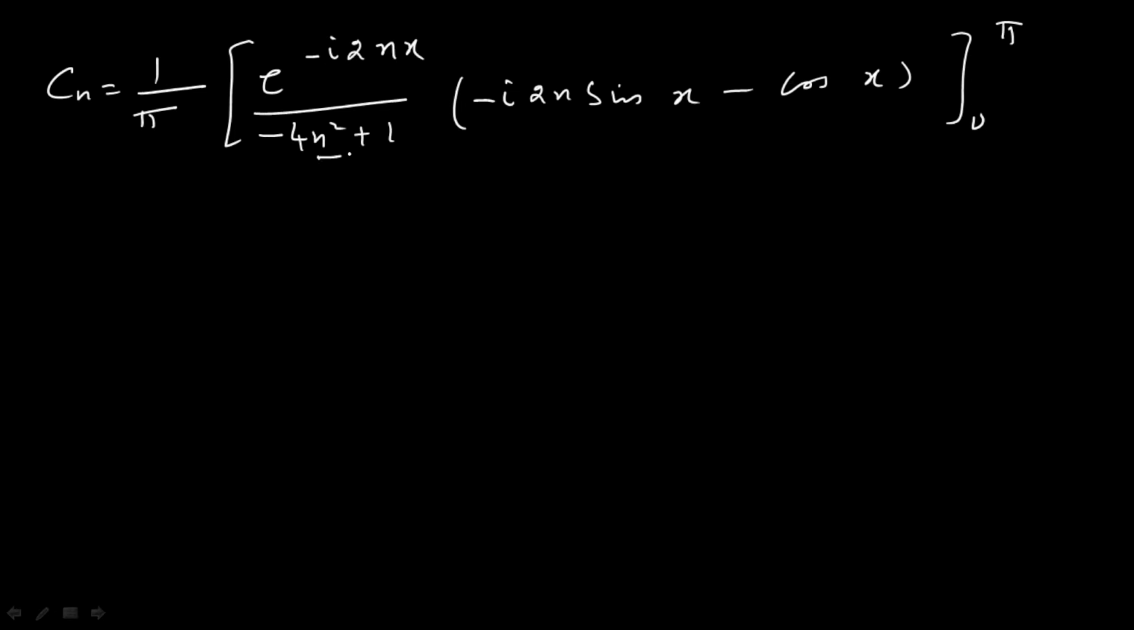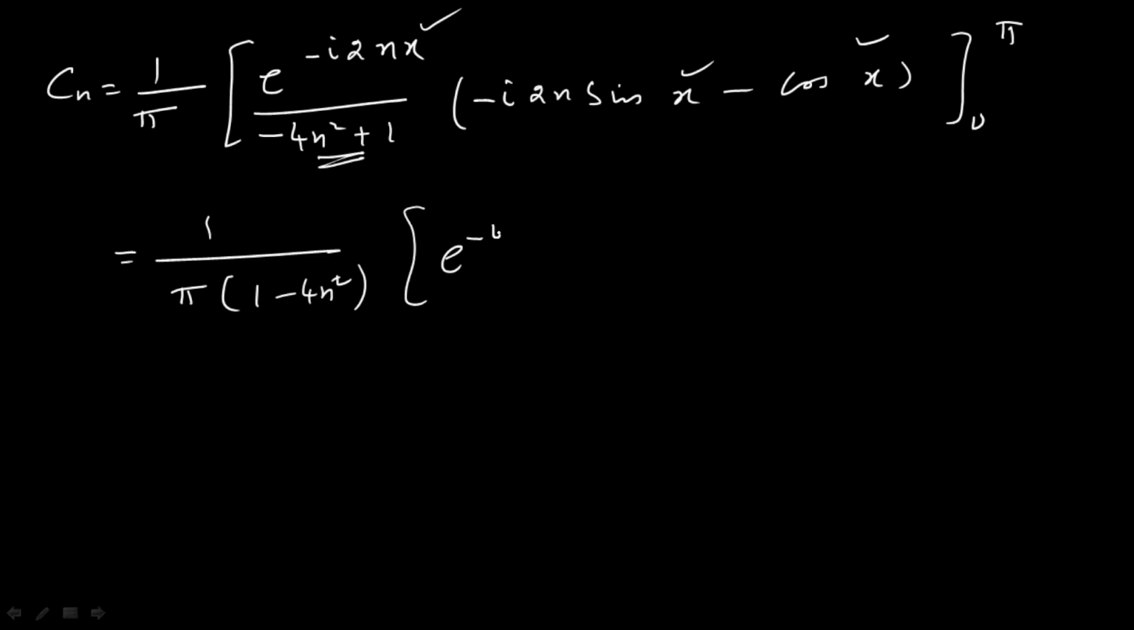So what I am going to do, I am just taking this outside because the limit is only for these 6 terms. So that's a constant. If you take it outside, it's 1 by pi, and just write -4n² + 1 as 1 - 4n². Both are equal, isn't it? So e^(-i2nx) of (-i2n sin x - cos x) with the limit from 0 to pi.